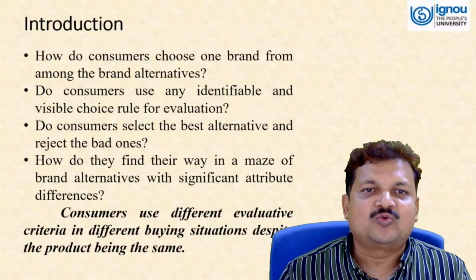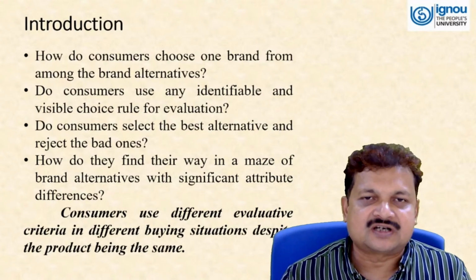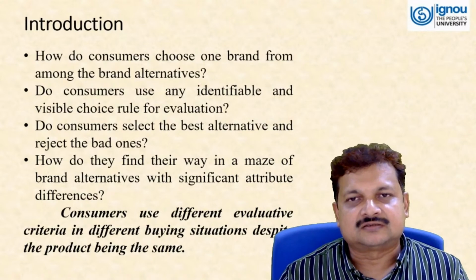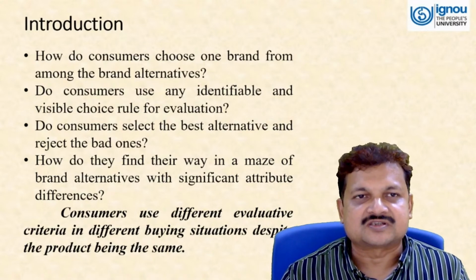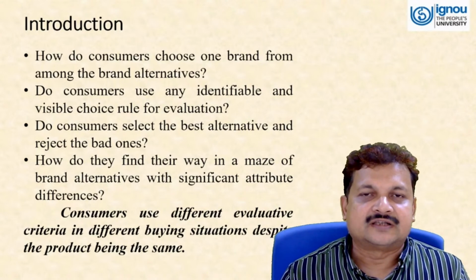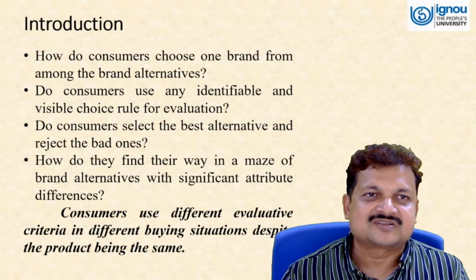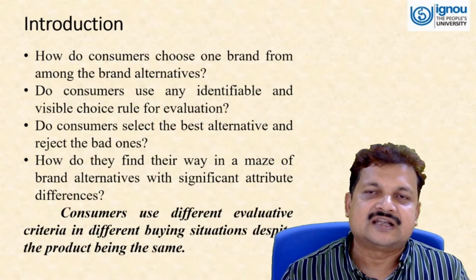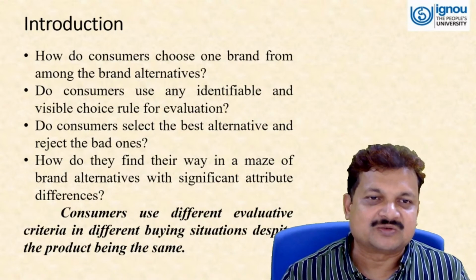Before we go to the alternatives, we need to understand what we have covered. In the consumer decision making process, the 5 stages start with problem identification, then pre-purchase search, then evaluation of alternatives. Today we are going for the evaluation of alternatives. Then that is purchase, then post-purchase behavior.